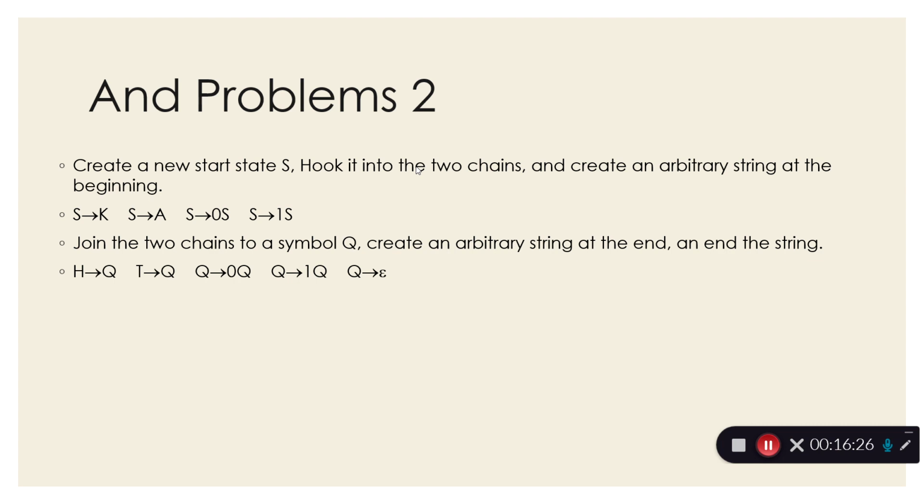S goes to 0S, S goes to 1S, gives me an arbitrary string at the beginning. Join the two chains into a symbol Q, and then add Q goes to 0Q, Q goes to 1Q to give me an arbitrary string at the end. Q goes to epsilon, ends the string. As I said before, I will make those corrections to this set of PowerPoints before I upload it, so you can go over that if you want with the corrections inserted.